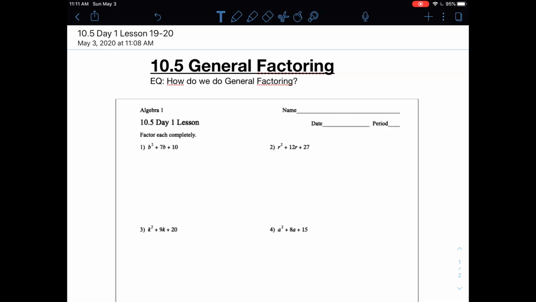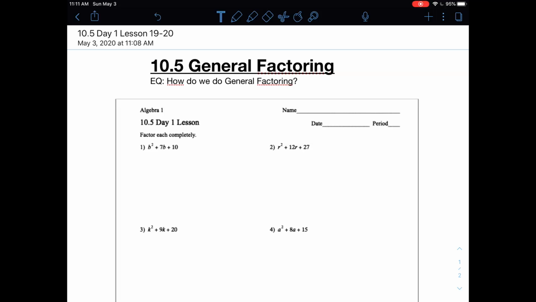We are going to be talking about more factoring today in Chapter 10. Very important topic, and we're probably just going to do a quiz on just this concept, which is 10.5. So let's read the name of the lesson and the essential question. Name of the lesson. Ready? 1, 2, 3. General factoring. Essential question. 1, 2, 3. How do we do general factoring?